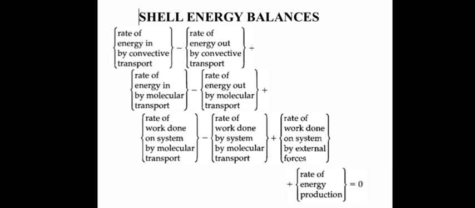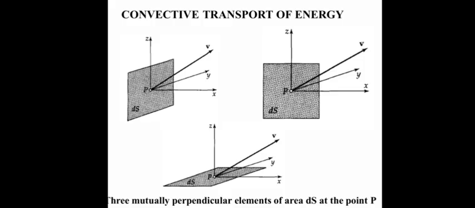Several key mechanisms of energy transport in a fluid are described. Firstly, the convective transport of energy, which is energy carried by the bulk motion of the fluid itself. Imagine a river carrying not just water but also thermal energy within that water. That's a basic analogy for convective transport. Secondly, energy can be transferred at the molecular level through work associated with these molecular motions.